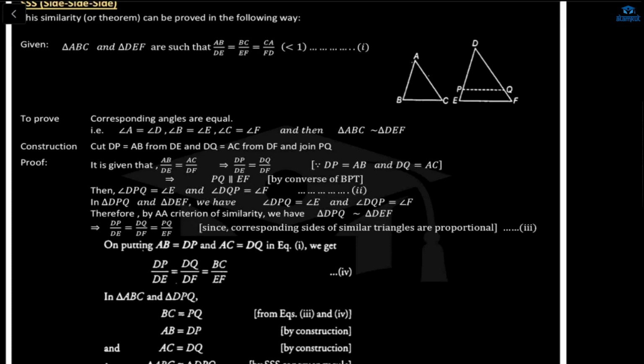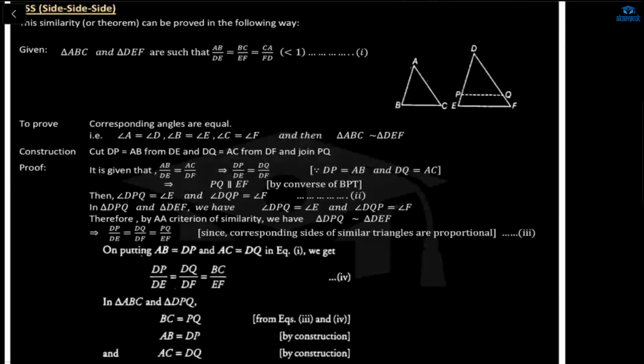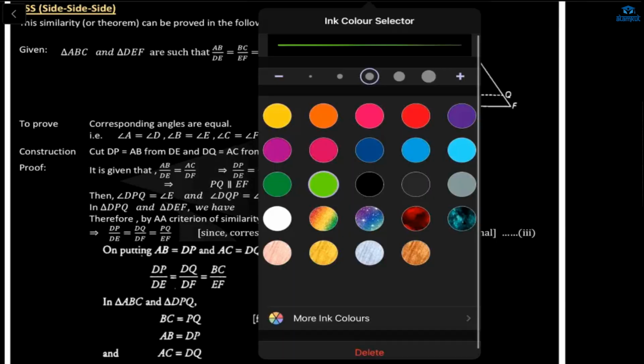Now if you see here properly in the proof section, it is given to us that AB by DE is equal to AC by DF. And we have taken by construction that DP is equal to AB. So instead of AB, we are going to write DP, and instead of AC, we'll write DQ. So DP by DE is equal to DQ by DF. You can see here. Understood?